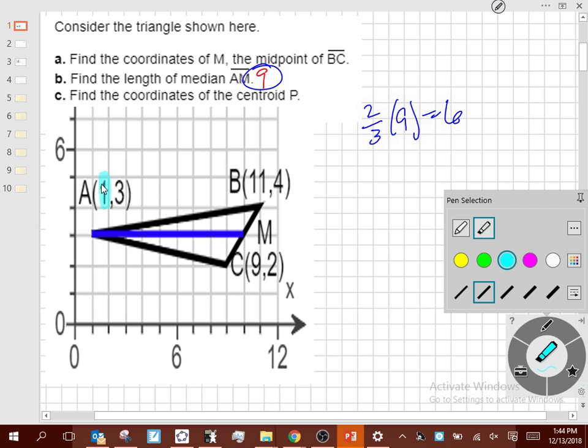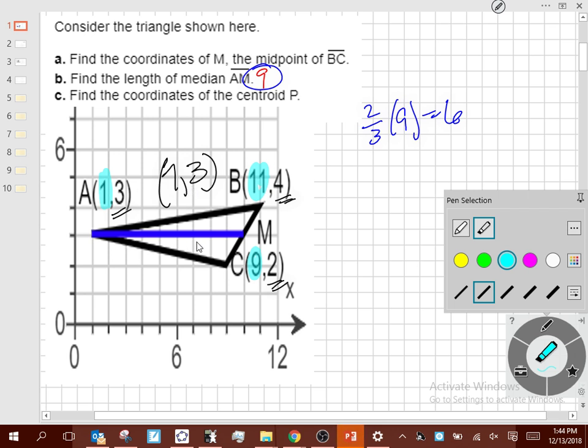Okay, good. Add all the X's. So that one, that one, that one. If I add those up, I get 21, right? What's 21 divided by 3? 7. Add your Y's up: 3 plus 4 plus 2. That gives you 9, right? 9 divided by 3? 3. Is that the same ordered pair that we found using the other technique? Okay. So you've got options, at least with this particular question.